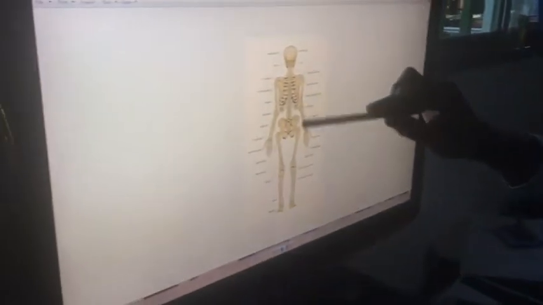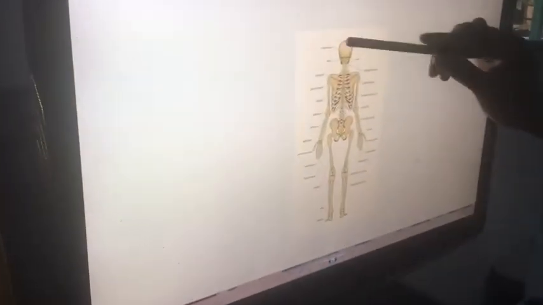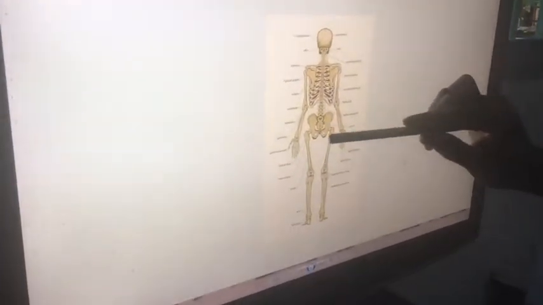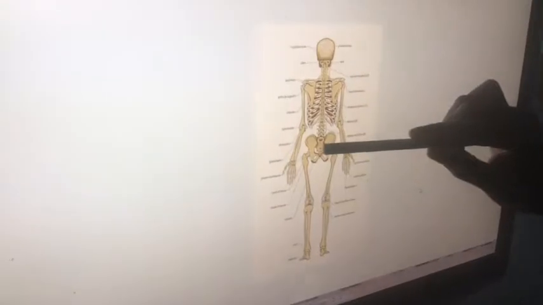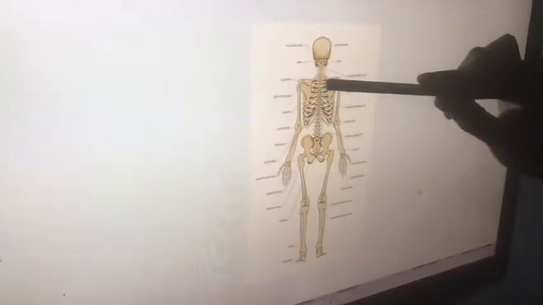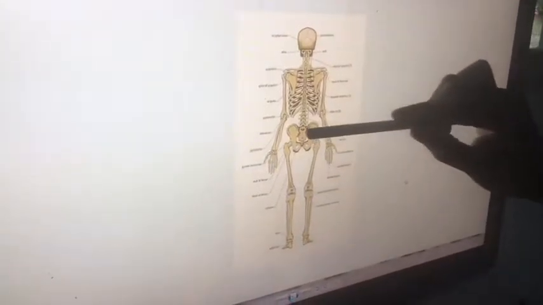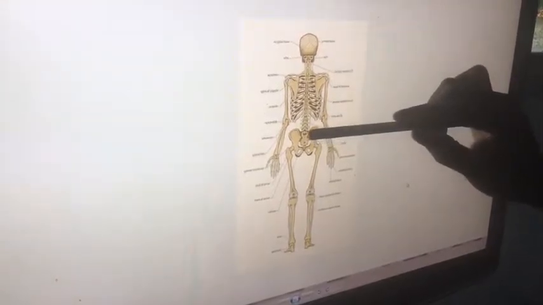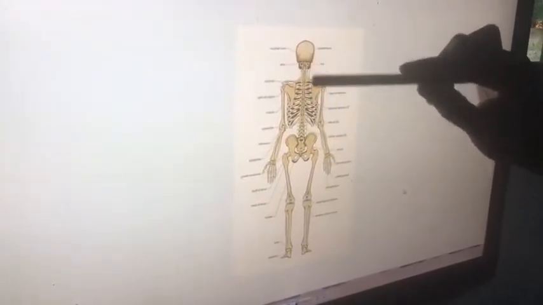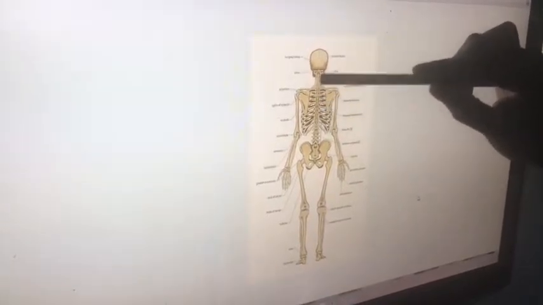We're saying that the skeleton of a human being is called the endoskeleton, and it is divided into 2 subdivisions. From the head to the waist, it is called the axial skeleton. Then the bottom part is called the appendicular skeleton. Our major concern is the axial skeleton, where most of the vital organs are found.